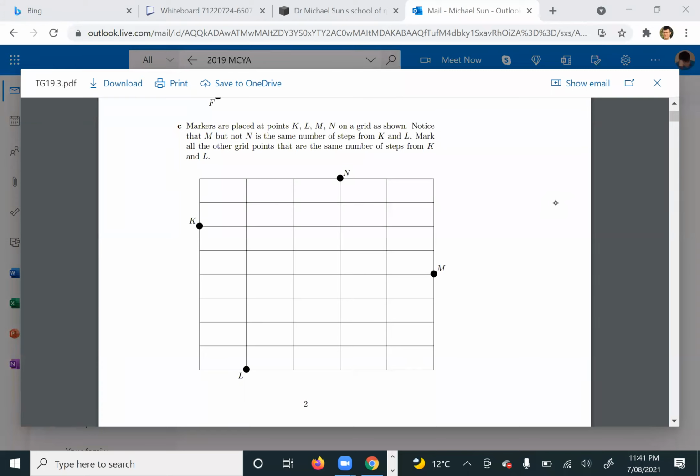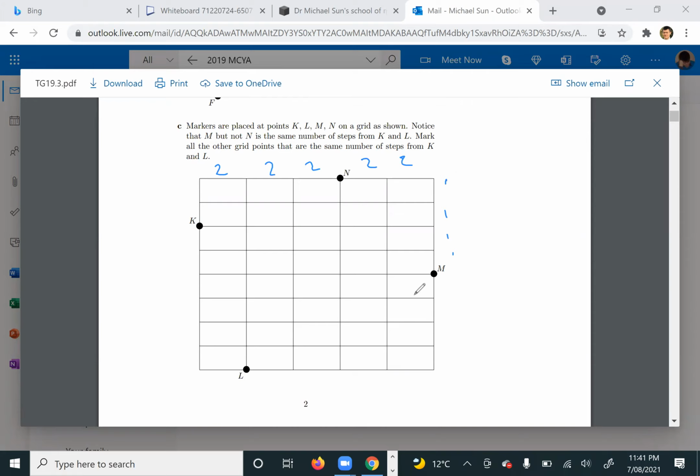Okay, so we're looking at part C of this question. Now we know that the longer sides are worth 2 steps, and the shorter sides are worth 1 step, right? And we have K, L, M, N on the grid. Notice that M, but not N, is the same number of steps from K and L.